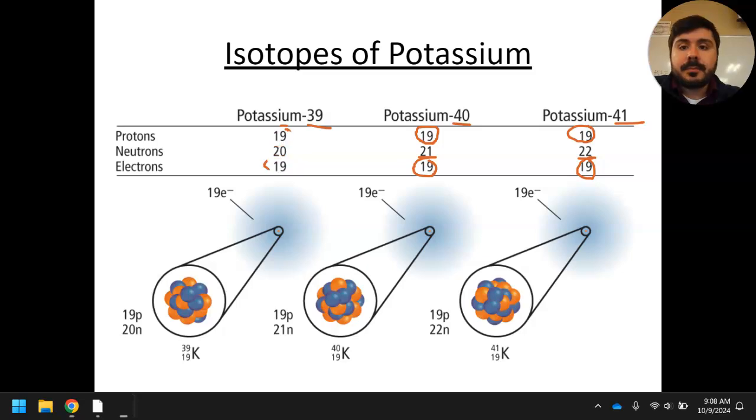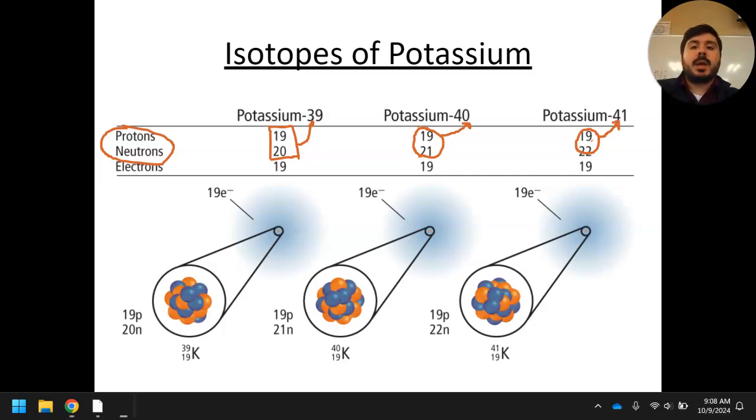Okay. Now, the biggest thing here is to make sure we can remember that we get the 39, the 40, and the 41 from adding up our number of protons and our number of neutrons. So 19 plus 20 is going to give us 39. Okay? 19 plus 21 is going to give us 40. 19 plus 22 is going to give us 41. Okay? So again, remembering that the mass number is the combination, right? The addition of your number of protons plus your number of neutrons, right?